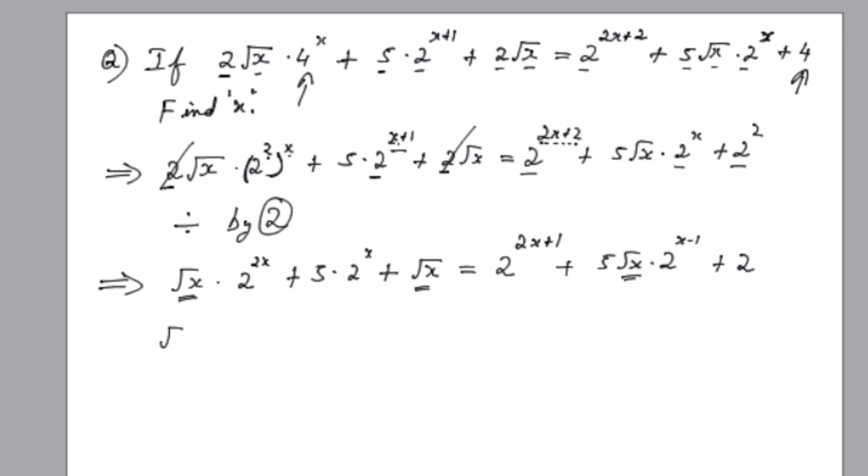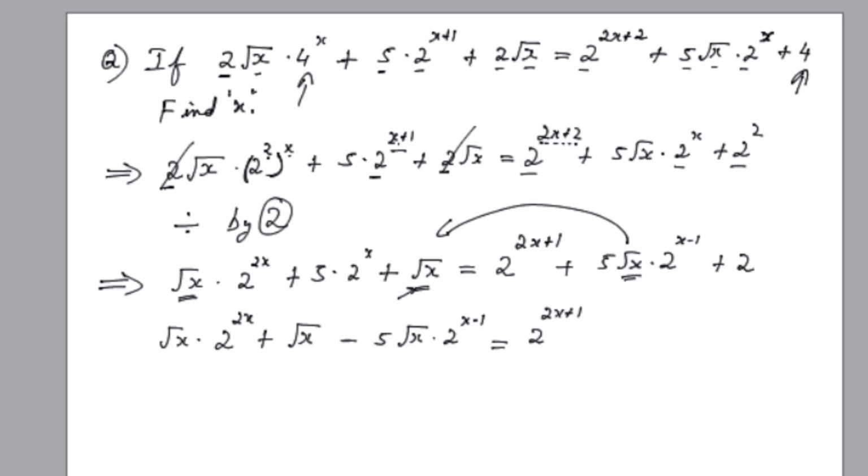So square root of x into 2 to the power of 2x plus we have this square root of x, and then we bring this element over here, so it becomes minus 5 into square root of x into 2 to the power of x minus 1 equals 2 to the power of 2x plus 1, then we have this term plus 2, and we will have to move this term to the right, so minus 5 into 2 to the power of x.